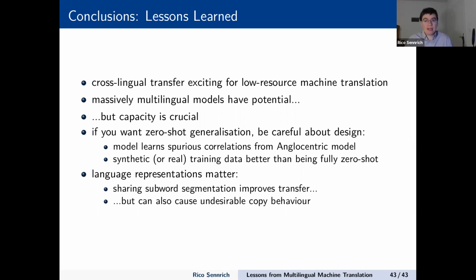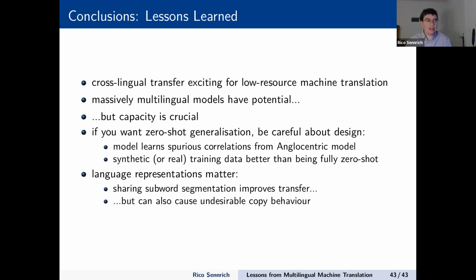Well, I think one big lesson is that this really works well, no matter what you do, even if the languages are not related. There's a lot of transfer going on there, and for a lot of low resource language pairs where you don't have a lot of data, this is one of the most effective ways of getting translation quality up. The massively multilingual models, I think they're interesting. They have a lot of potential to also simplify the deployment of machine translation in many directions. We've seen that capacity is crucial, and that if you want to be able to generalize to zero-shot directions, we have to be careful about the design decisions we make there.